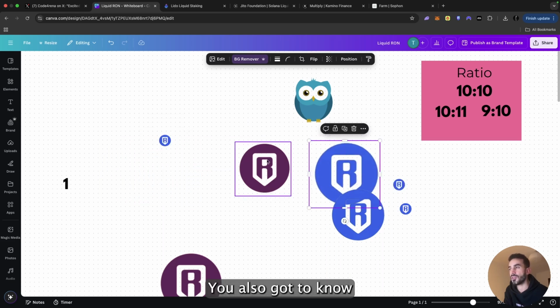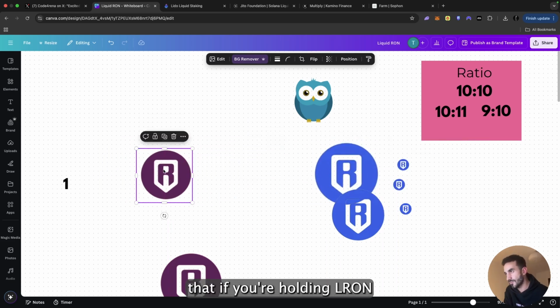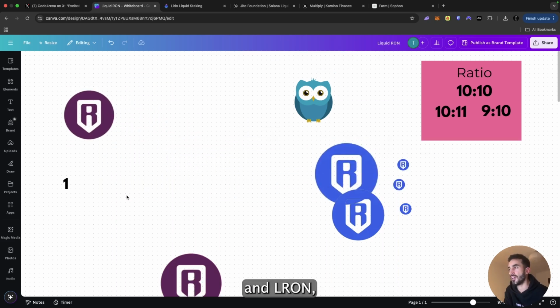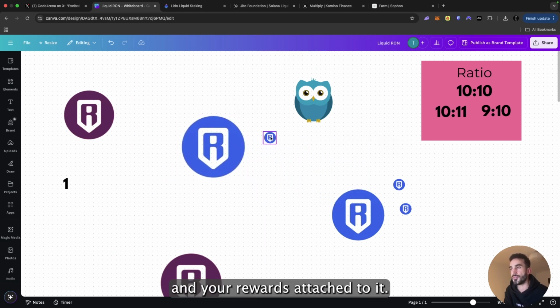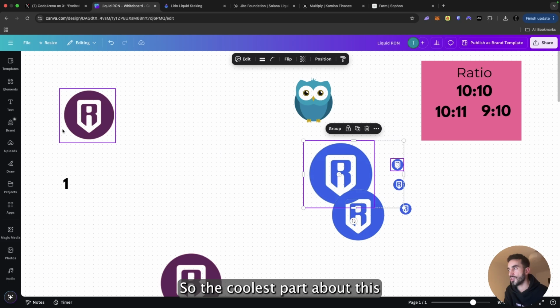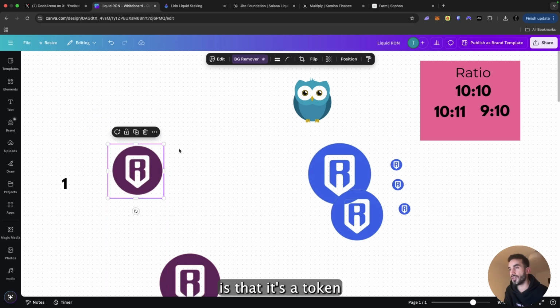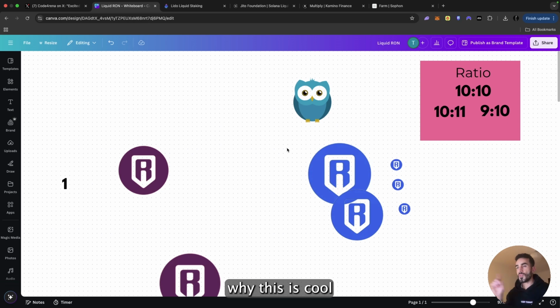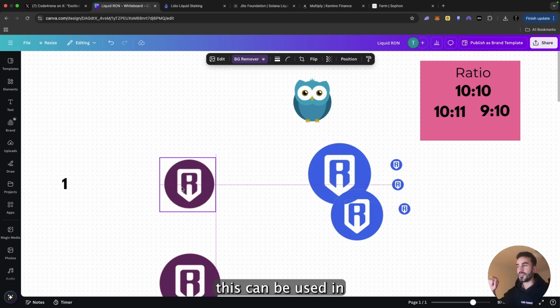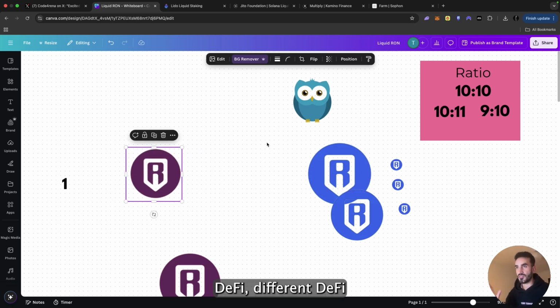rewards. You also got to know that if you're holding LRON and you decide to send your friend an LRON, they would also be getting the percentage of the pool, which is your RON and your rewards attached to it. So the coolest part about this is that it's a token that you can move around that represents RON and the staked RON. Why this is cool is because now this can be used in different DeFi protocols.